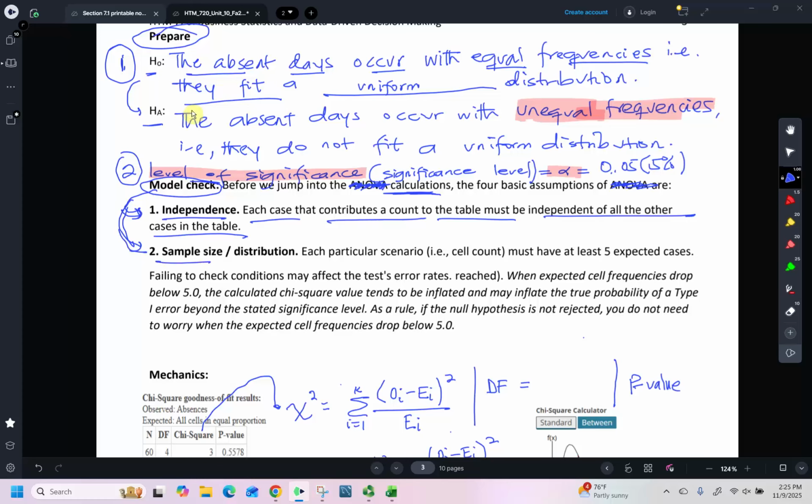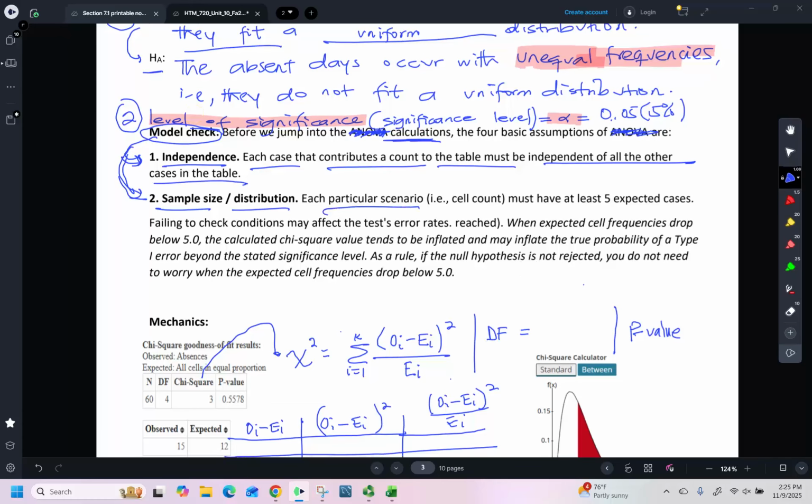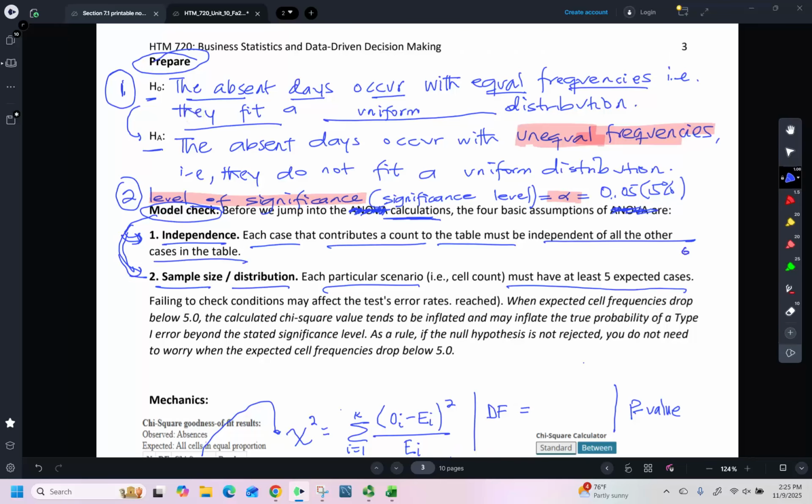Then you have sample size and distribution. Each particular scenario must have at least 5 expected cases. Well, in this case, since we have 60 managers, based on the assumption that the null hypothesis is true, we'll be dividing that 60 absences by 5 days, in which case you have 12 expected absences under the assumption that the null hypothesis is true. So take note that the expected frequency is obtained by assuming that the null hypothesis is true and carrying on calculations in order to obtain the expected value.